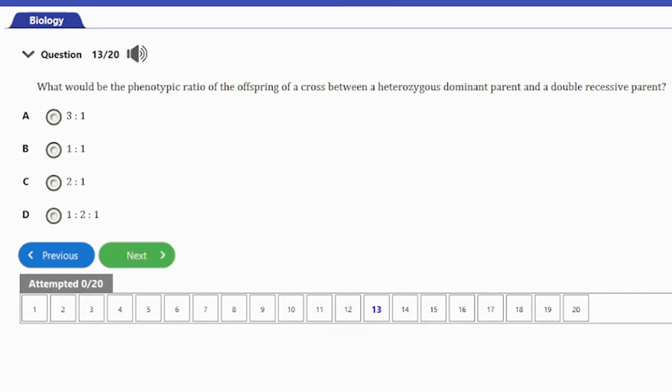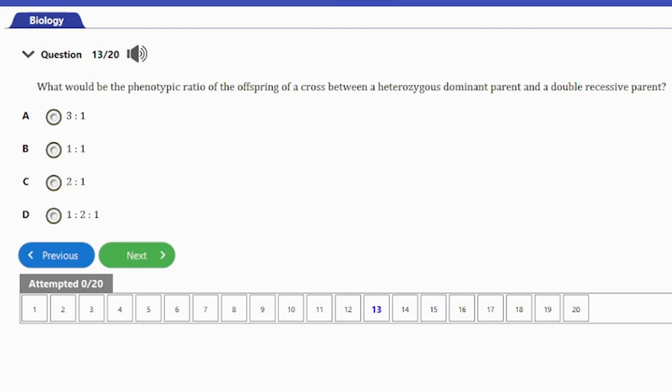Question number 13. It says, what would be the phenotypic ratio of the offspring of a cross between a heterozygous dominant parent and a double recessive parent? Okay, we have option A 3:1, option B 1:1, option C 2:1, option D 1:2:1.